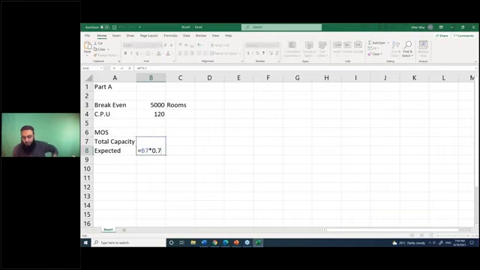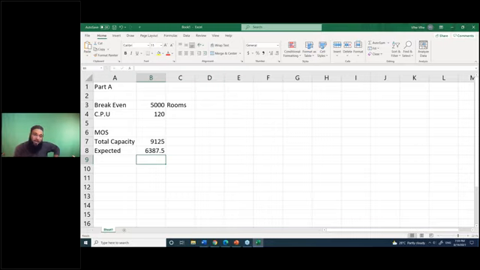You can see the calculations. It's very simple, straightforward. 9125, so 365 into 25, and this is basically 70% of that. So done. This is the expected one. Now I can assume this to be the budgeted, which I can achieve.